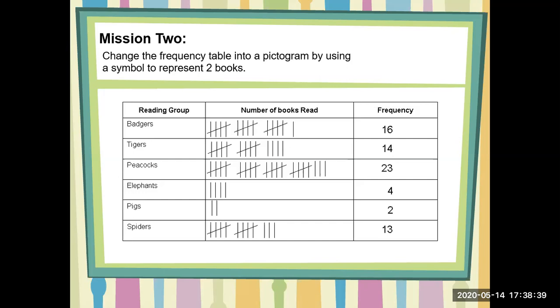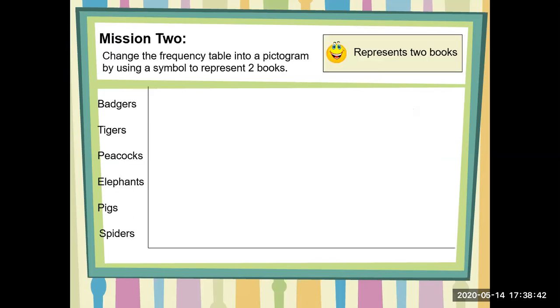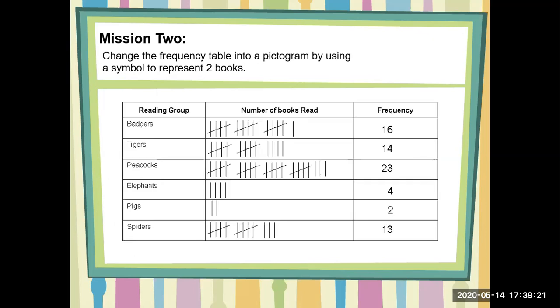Let's go. Now, change the frequency table into a pictogram by using a symbol to represent 2 books. So now I want to use a smiley symbol to represent 2 books. Are we ready? Now you draw your table. Fantastic. Don't forget the badger is 16. 16 divided by 2, you draw the symbols there. Tiger, 14. 14 divided by 2, you draw the symbols there. Any symbol you like at all.